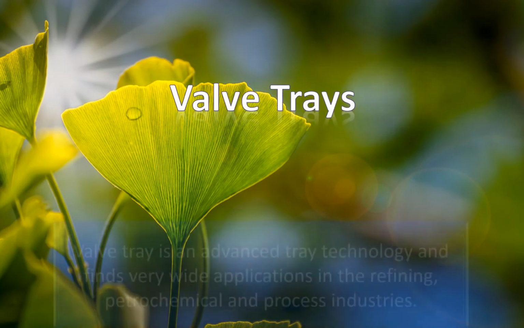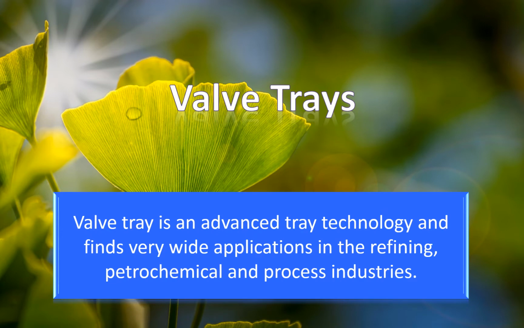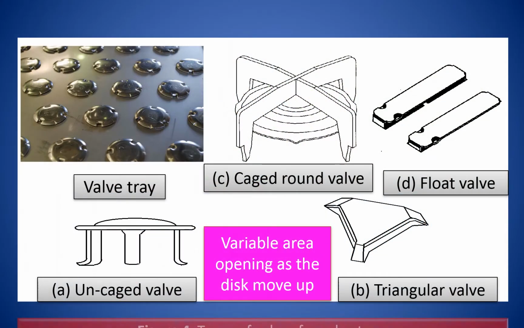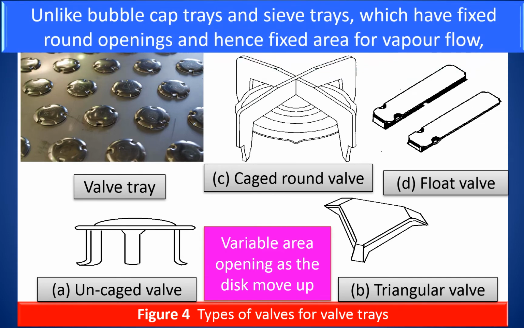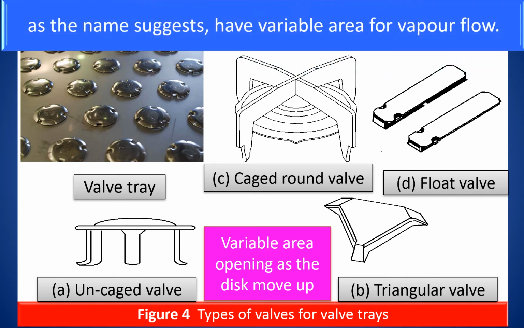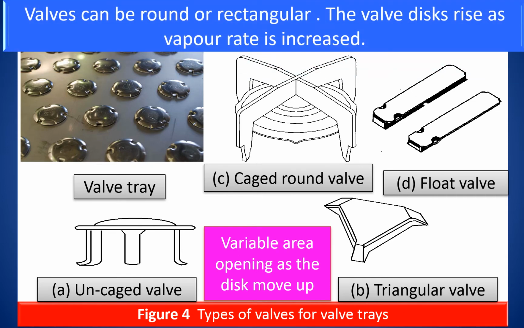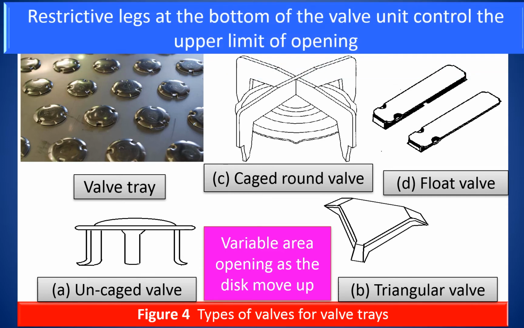Valve trays. Valve trays are an advanced tray technology and find very wide applications in refining, petrochemical and process industries. Unlike bubble cap trays and sieve trays, which have fixed openings and hence fixed area for vapor flow, the valve trays, as the name suggests, have variable area for vapor flow. Valves can be round or rectangular. The valve discs rise as vapor flow rate is increased. Restrictive legs at the bottom of the valve unit control the upper limit of opening.